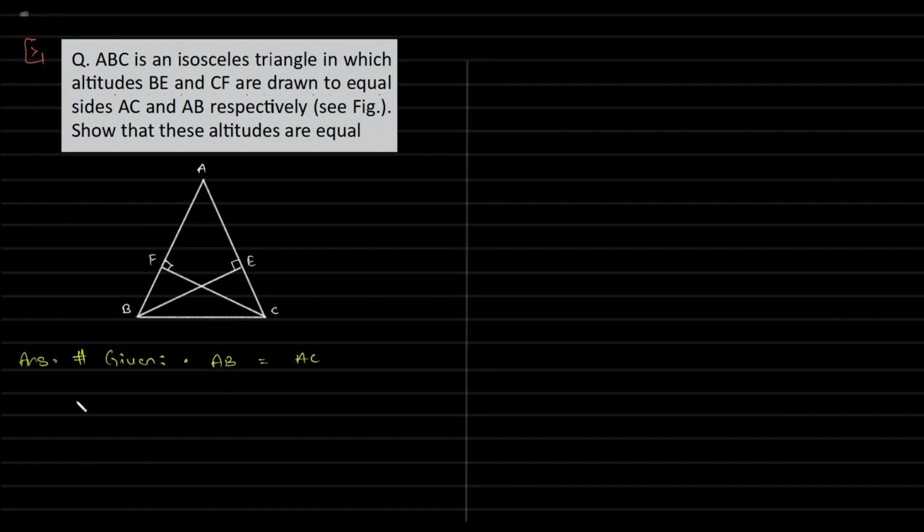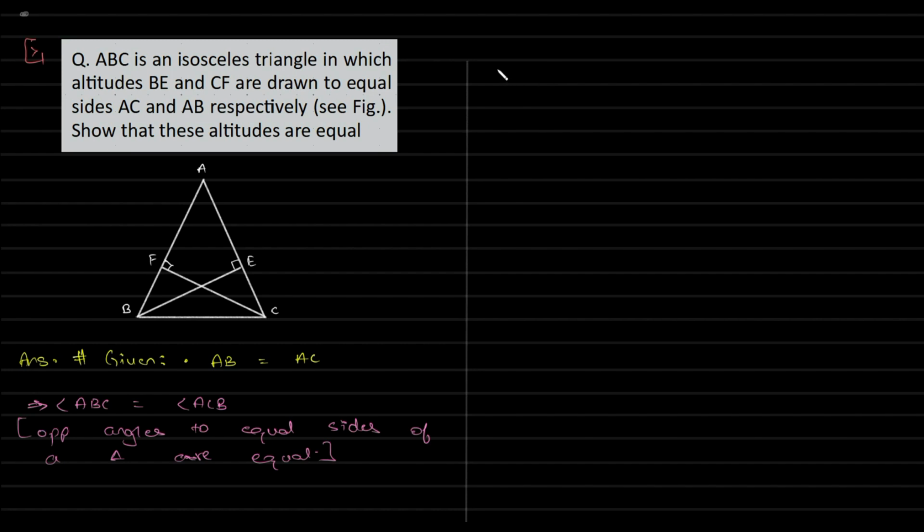So what else can we conclude? Angle ABC is equal to angle ACB, right? As angles opposite to equal sides of a triangle are equal. Okay, so again, try to write things like this so that your writing kind of reduces. It helps.